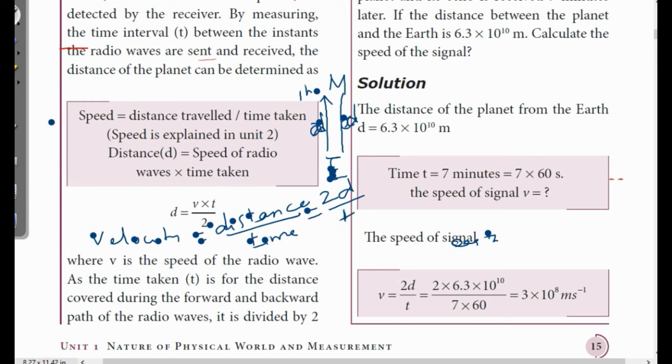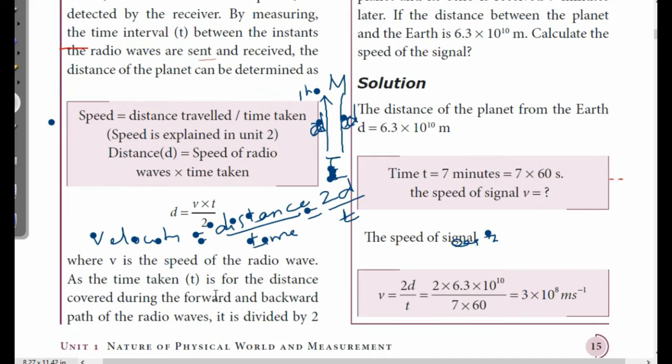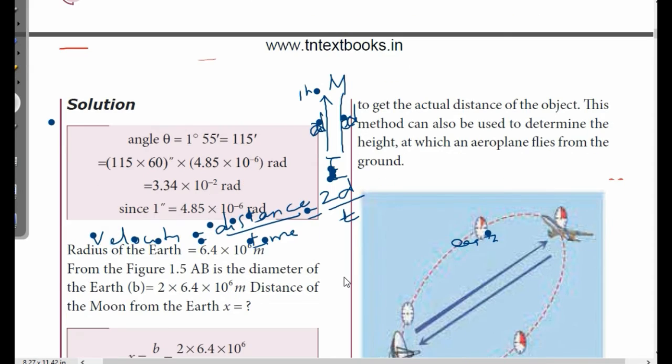Now when we have to measure distances, we are taking this t here to this side, and we get d equal to v into t divided by 2. V is the speed of the radio wave, as the time taken t is for the distance covered during the forward and backward path of the radio waves. It is divided by 2 to get the actual distance of the object.